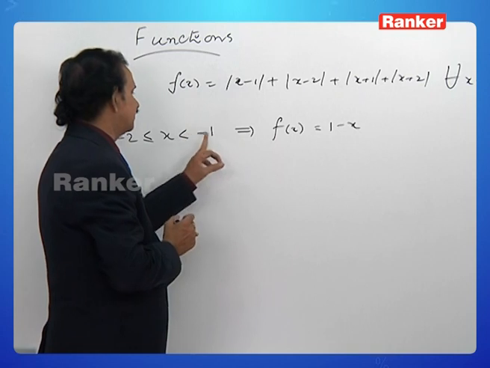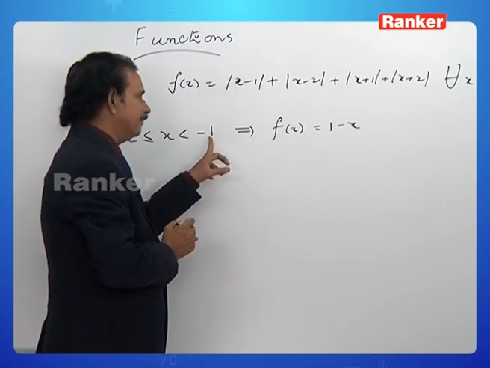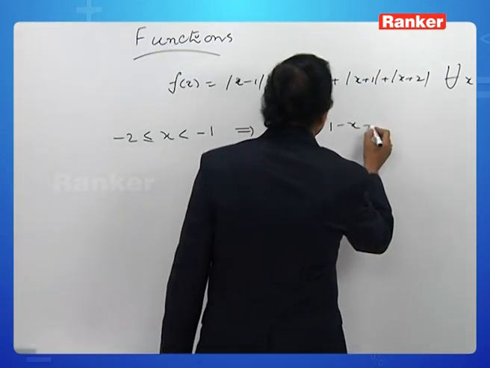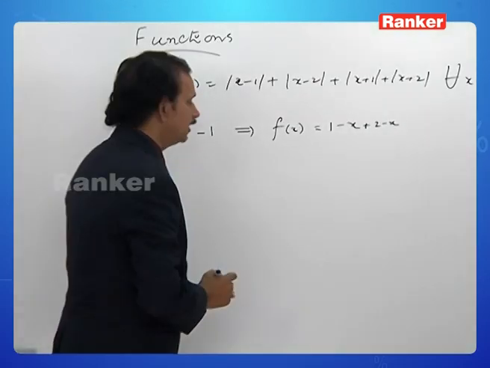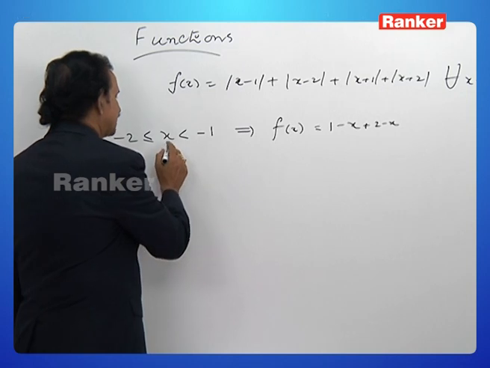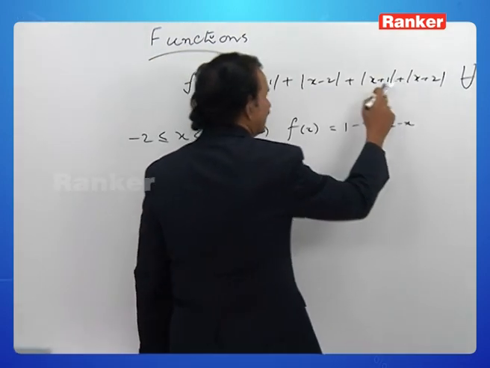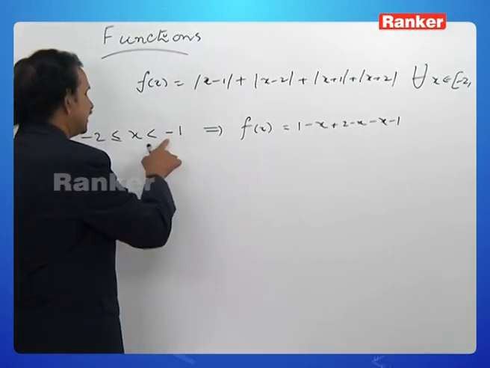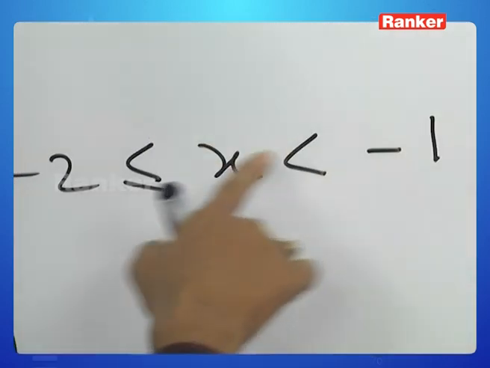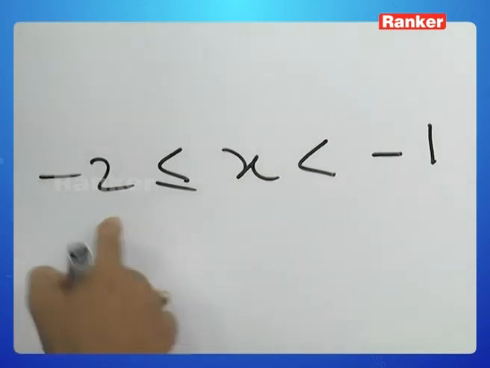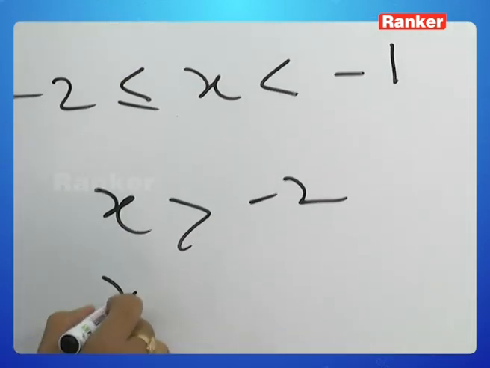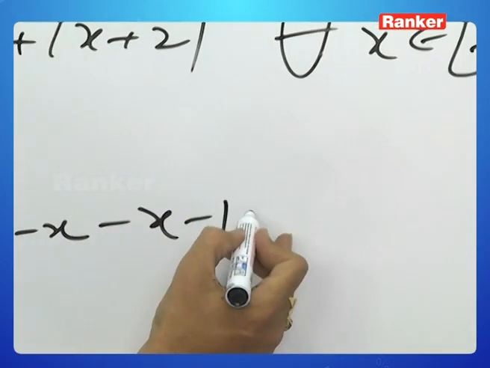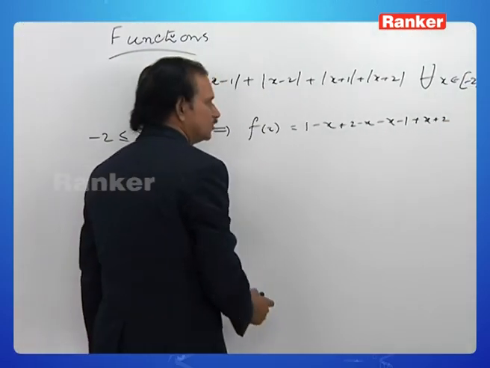Again, x is less than minus 1, so x minus 2 is less than minus 3. So x minus 2 is again negative. Mod x minus 2 is 2 minus x. X is less than minus 1, so x plus 1 is less than 0, which means mod x plus 1 is minus x minus 1. X is greater than or equal to minus 2, so x plus 2 is greater than or equal to 0, which means mod x plus 2 is x plus 2. Let us see what is going to happen.